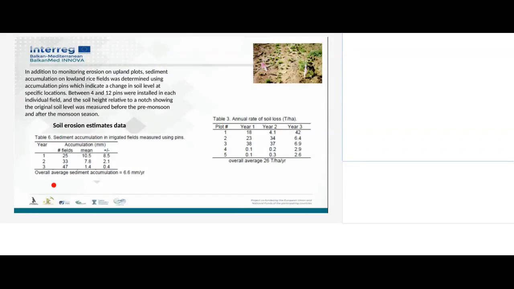Data which is presented in these tables show that we have different erosion and accumulation estimates, erosion on the sloping land and accumulation on the lowlands. Overall, the average sediment accumulation is estimated as being 6.6 millimeters per year, while the overall average of the annual rate of soil loss was estimated as 26 tons per hectare per year.